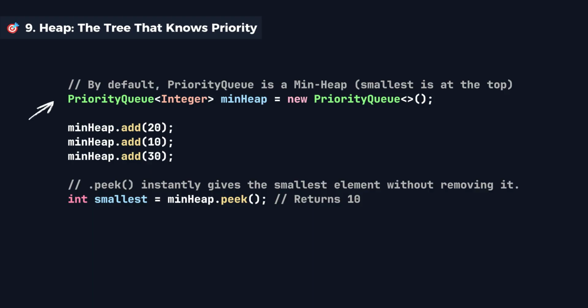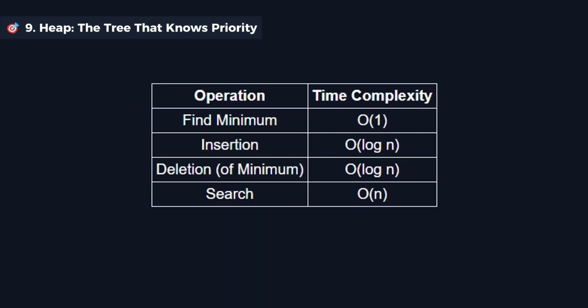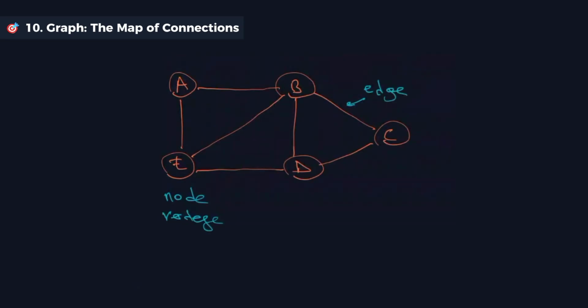Let's create a min heap, and add 20, then 10, then 30. When we try to peek, it will return 10, the smallest one. Heaps play a vital role in top-k problems and shortest path algorithms. However, a heap only provides fast access to the top element. Searching for an element in the middle is inefficient. The time complexity: find minimum or maximum is O(1), insertion is O(log n), deletion is O(log n), and search is O(n).